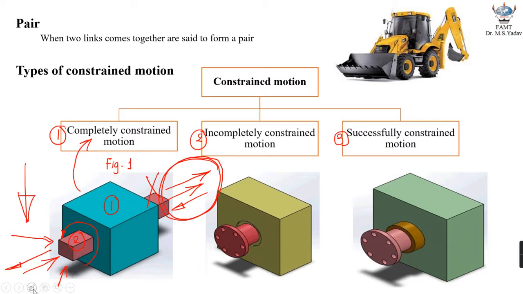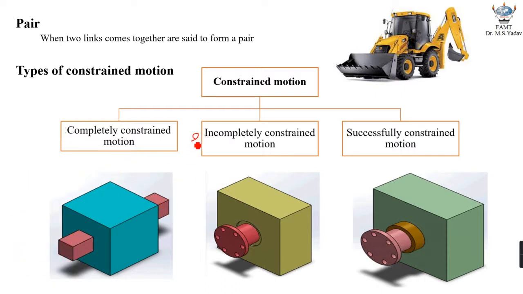Now let us go and understand incompletely constrained motion, the second type of constrained motion. Once again, I have considered two links. Let me call this link number 1 and link number 2. Now in this case, it is basically a square block which has a circular hole and a circular shaft is passing through. In this case, I'll do the same thing. I'll try to apply a force in this direction. It will show me this kind of motion. If I try to pull it in this direction, it will obviously come out. Even if I try to turn it in this direction, it will turn.